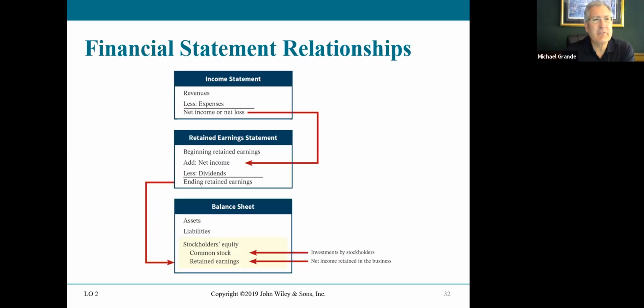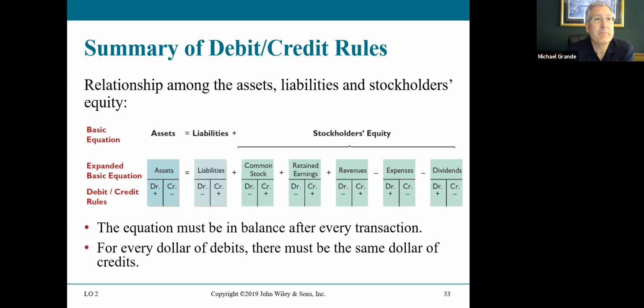So financial statement relationships. We've seen this. First one is the income statement, where we take revenues less expenses equals net income. That net income number travels over to the statement of retained earnings. You end up with the ending retained earnings balance, and that transfers over to the balance sheet account. We've seen that already.